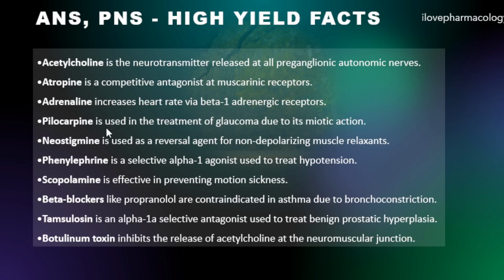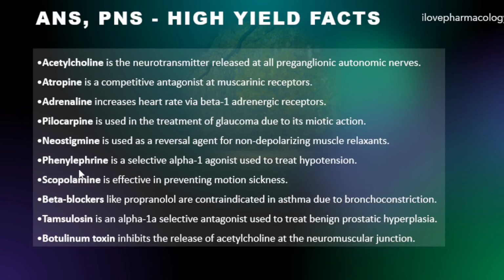Pilocarpine is a miotic. It is used in the treatment of glaucoma due to its miotic action. Miotic means pupillary constriction. Neostigmine, which is an anticholinesterase, is used to reverse the effects of non-depolarizing skeletal muscle relaxants. Phenylephrine is a selective alpha-1 agonist which is used to treat hypotension.